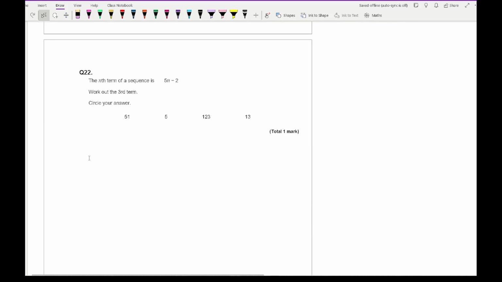Moving on to question 22, it says the nth term of a sequence is 5n minus 2. Work out the third term. So all I've got to do is substitute n equals 3. So 5 times 3, which is 15, take away 2 is 13.